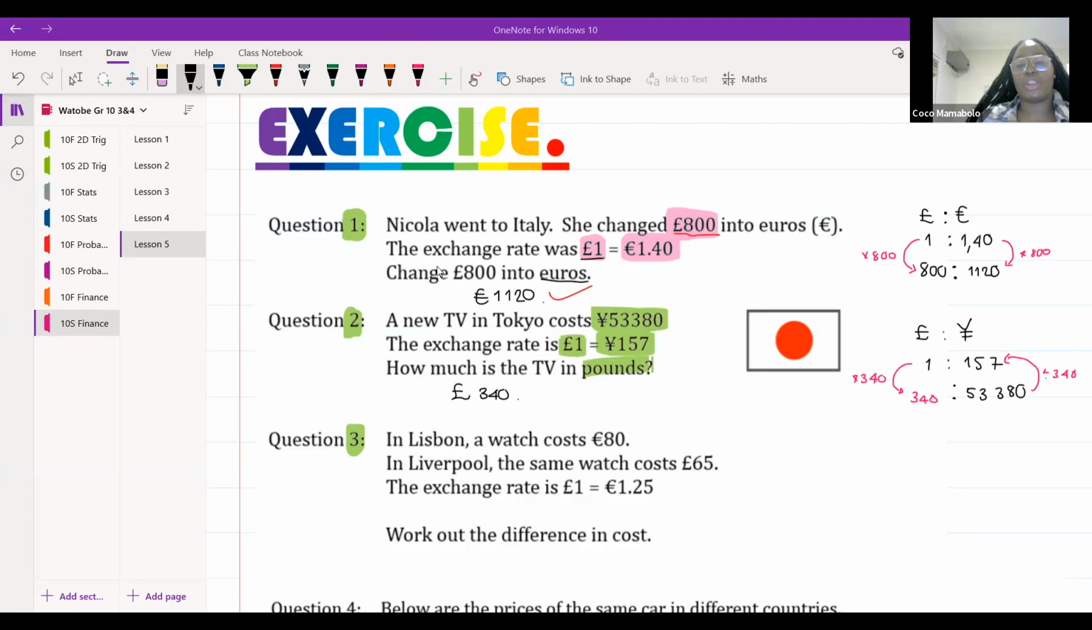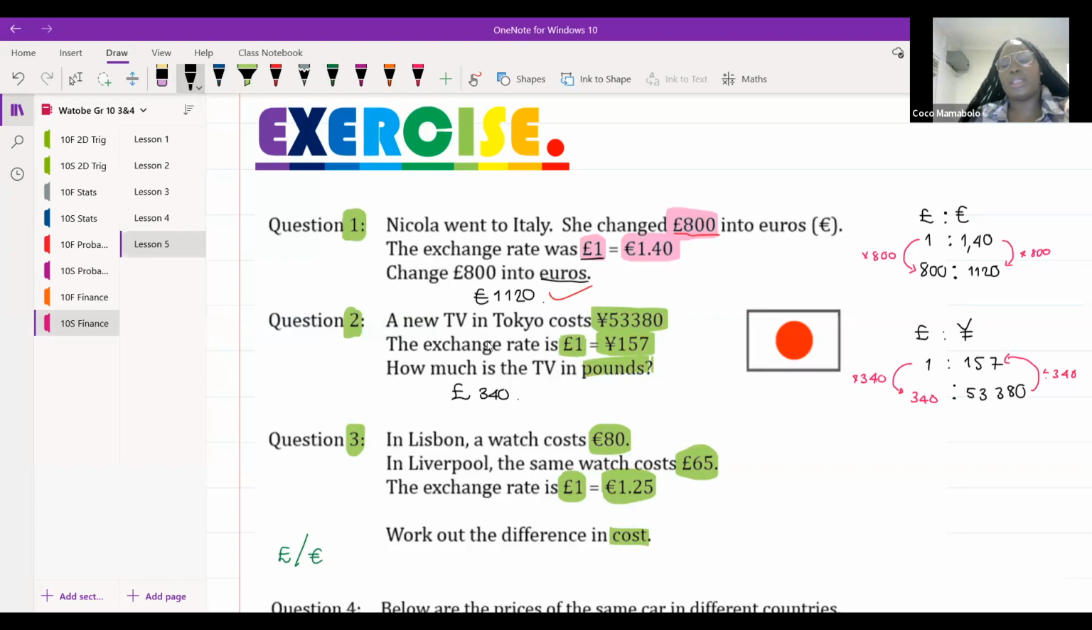All right, let's have a look at question 3. Question 3 says, in Lisbon, a watch costs 80 euro. In Liverpool, the same watch costs 65 pounds. The exchange rate is £1 is to 1.25 euro. Work out the difference in cost. Now, I want you guys to note here, they don't actually tell you in what currency to do this. So you can work out the difference in cost either using pounds or using euro. It won't really make a difference. Either of them is viable here as an answer.